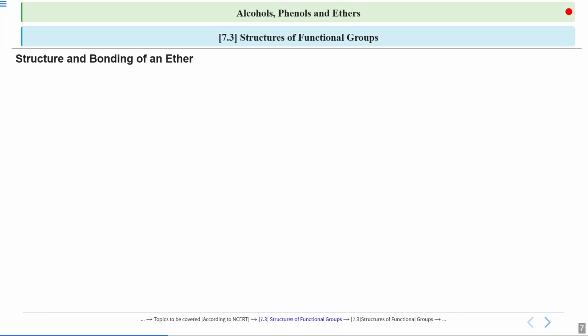Now, if we talk about the structure and bonding of an ether, we have seen the alcohol structure, its characteristics like bonding, bond angle and bond length, and then we have seen the phenol structure, bond length and bond angle. Now we will talk about the bonding and the structure of an ether.